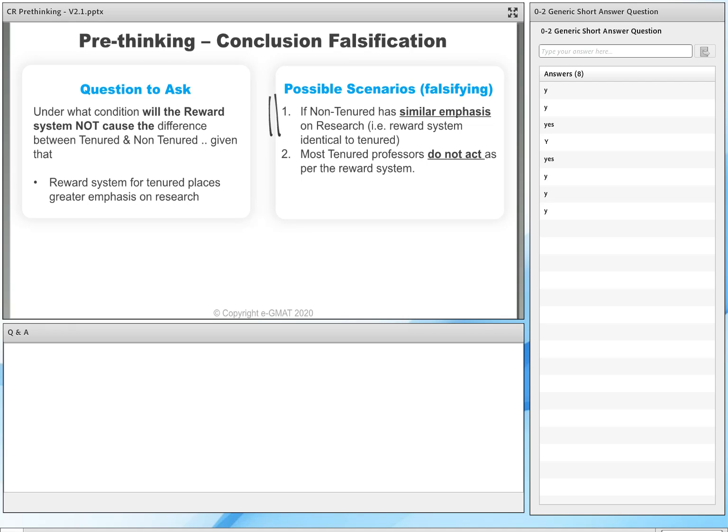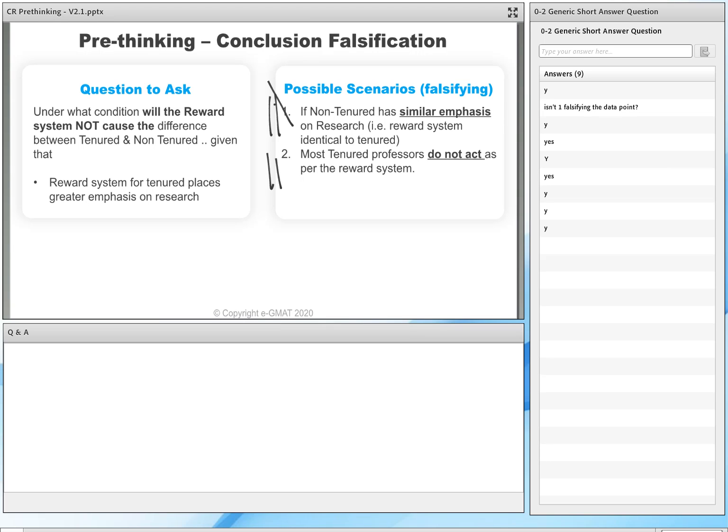The other piece is, yes, you can build a reward system, but what if most tenured faculty don't act as per the reward system? They don't care about the reward system. Isn't it falsifying the data point? Which data point? That's a great question, but which data point is it falsifying?